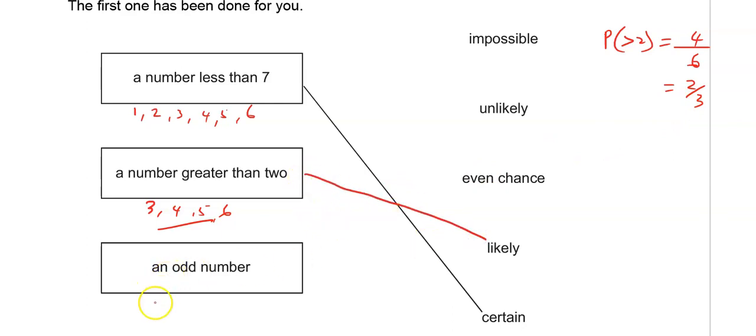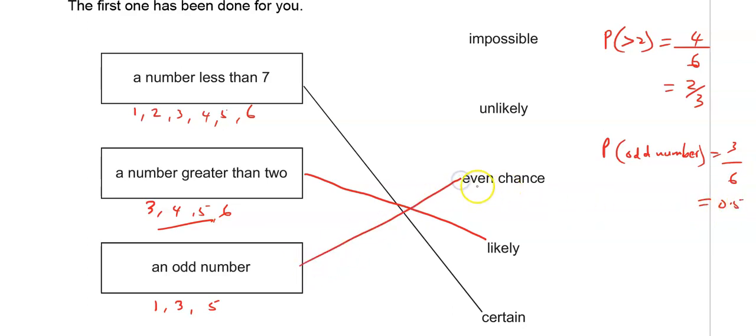What about an odd number? An odd number will be 1, 3, and 5. So this is even chance because the probability of an odd number is 3 outcomes out of the 6 outcomes, which is 0.5. 0.5 is even chance.